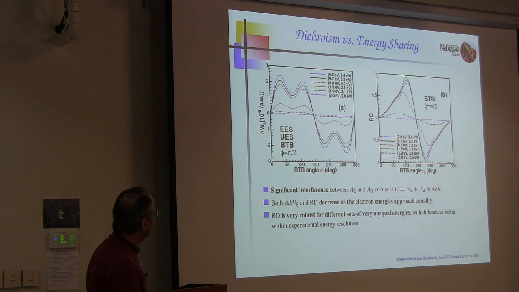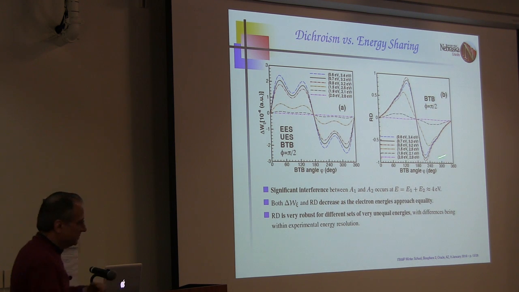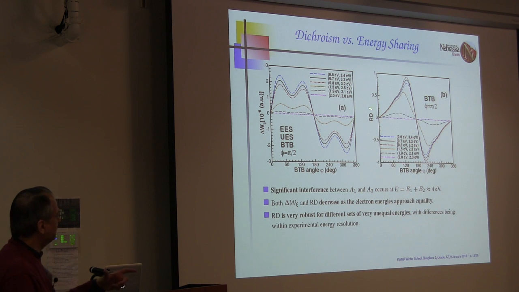This is the dependence on the energy sharing. The 2 electrons can come out back to back, but they could have different amounts of energy. Total energy is 4 eV above threshold.